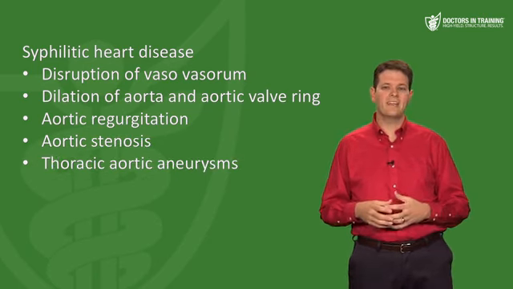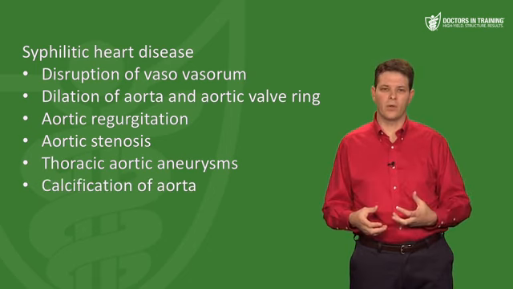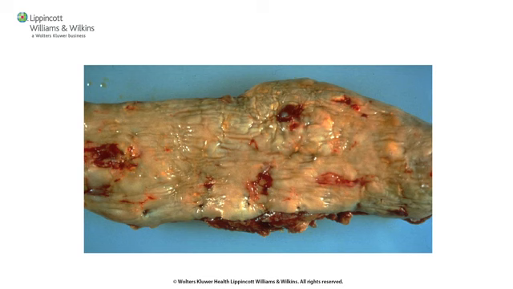Syphilis can also cause thoracic aortic aneurysms and calcification of the aorta, and this classic tree bark appearance of the inside surface of the aorta.